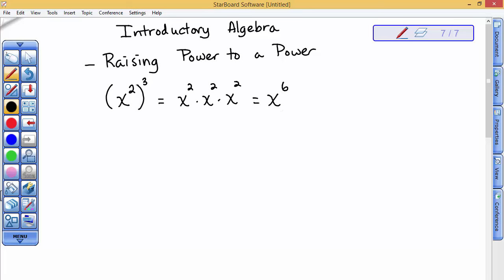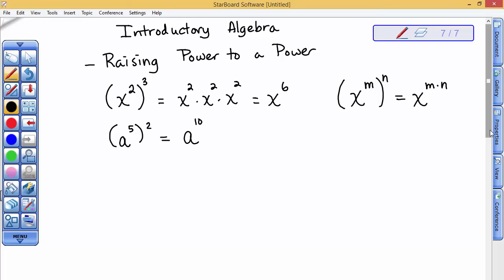So come on back over here and look at this 2 and look at this 3. And from now on, you can say that if I have a variable raised to a power, and I raise that to a power, from now on, I can multiply this 2 times this 3, or this m times this n. Let's do it again. So for your practice, a to the fifth raised to the second power would be a to the 10th power, because 5 times 2 is 10.